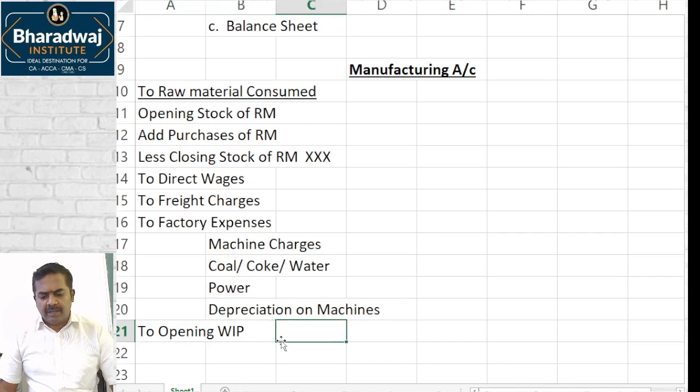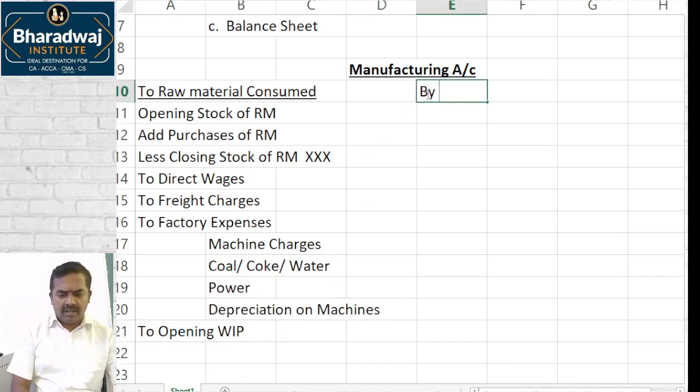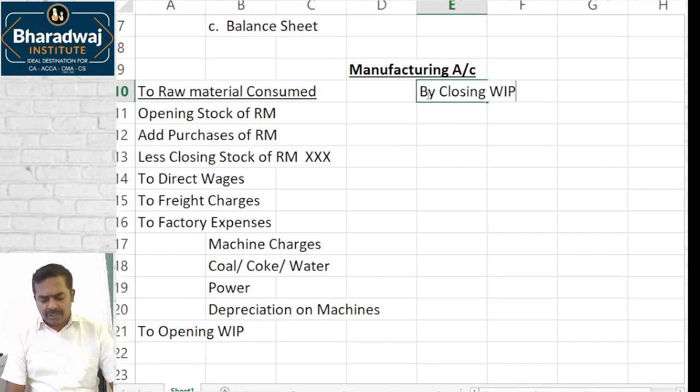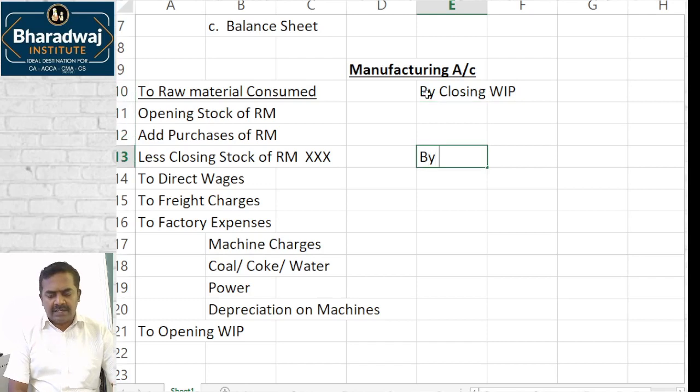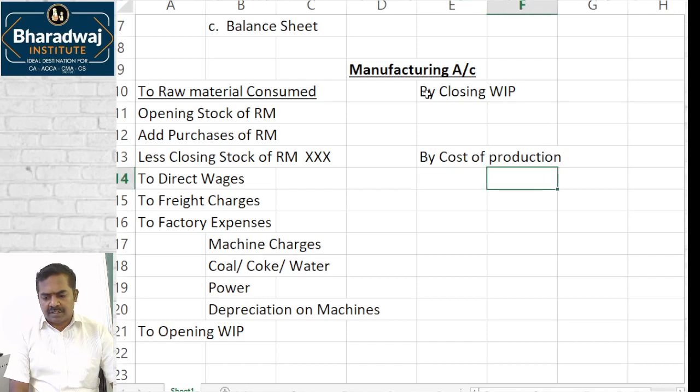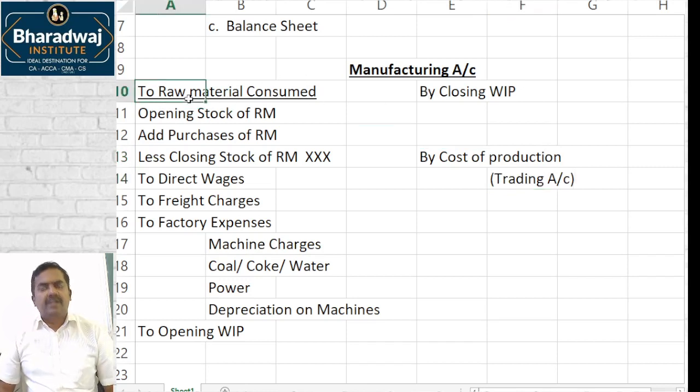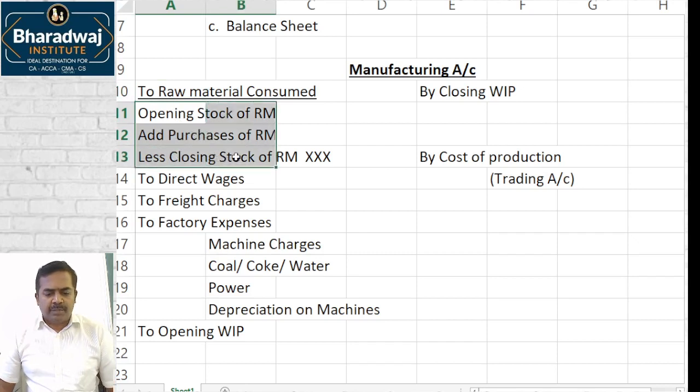What is opening WIP? Opening work in progress. Then you record the closing work in progress. The balance is known as cost of production. Cost of production will be transferred to which account? Trading account.